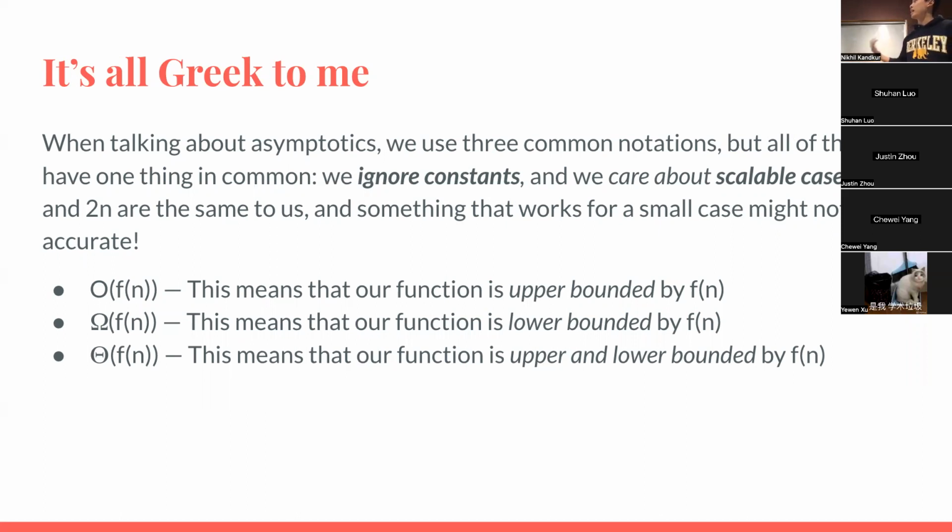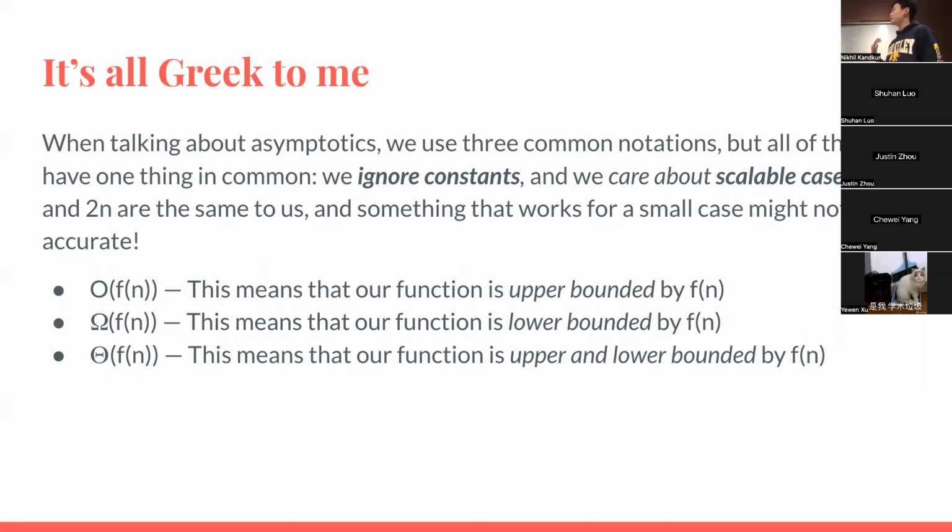And we care about scalable cases. So something that works for a small case might not be accurate for the overall function. You can't just say the best case for this function is when the array is empty or when the input is 0, because this isn't exactly what asymptotics mean.